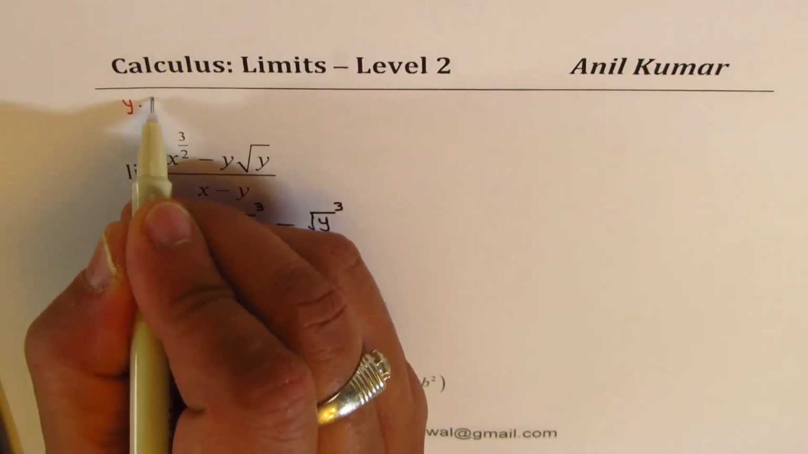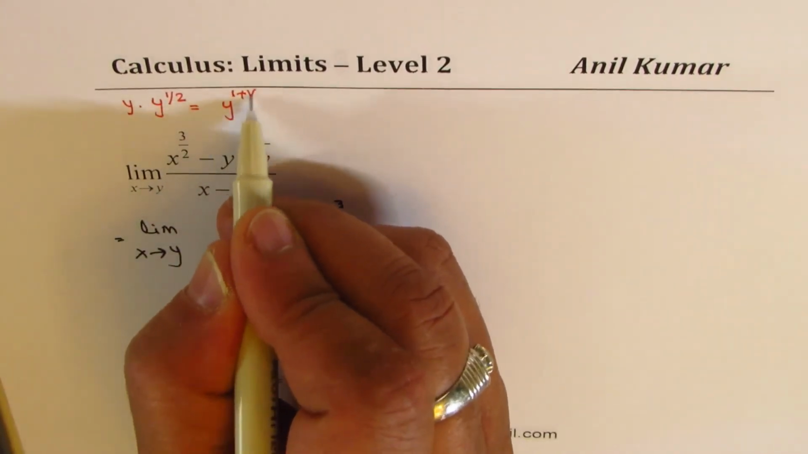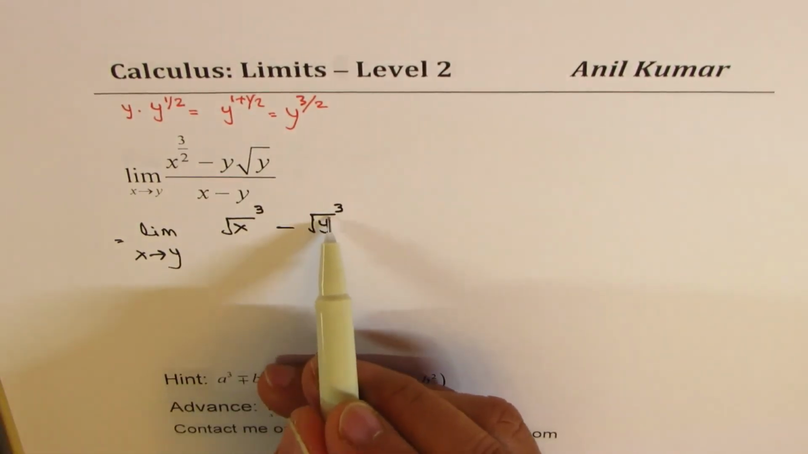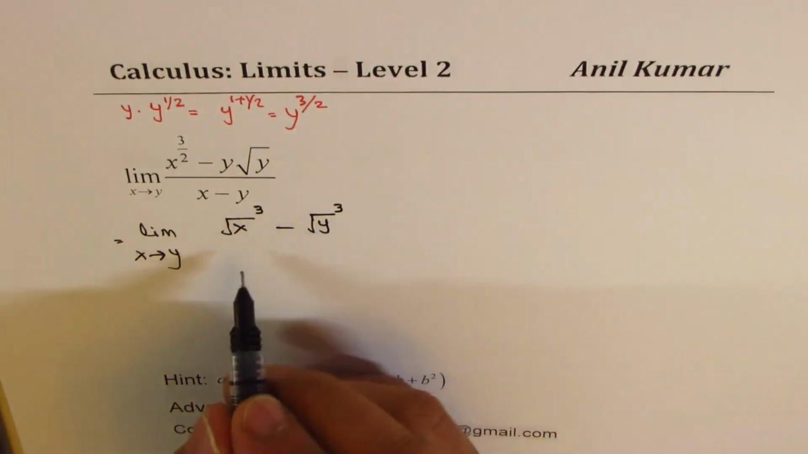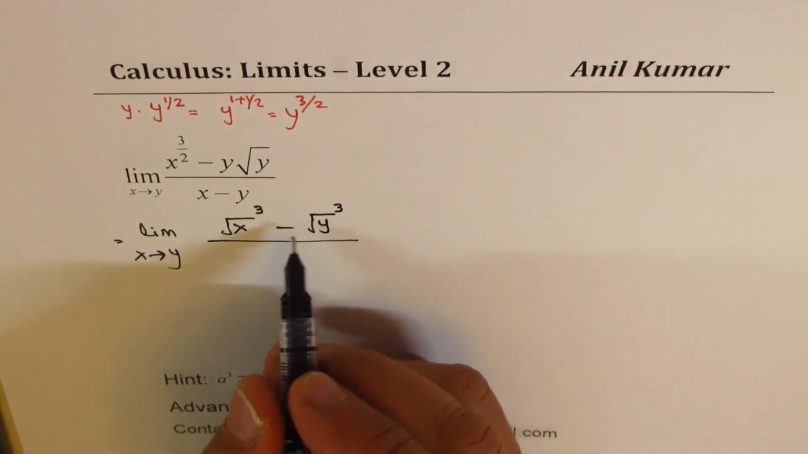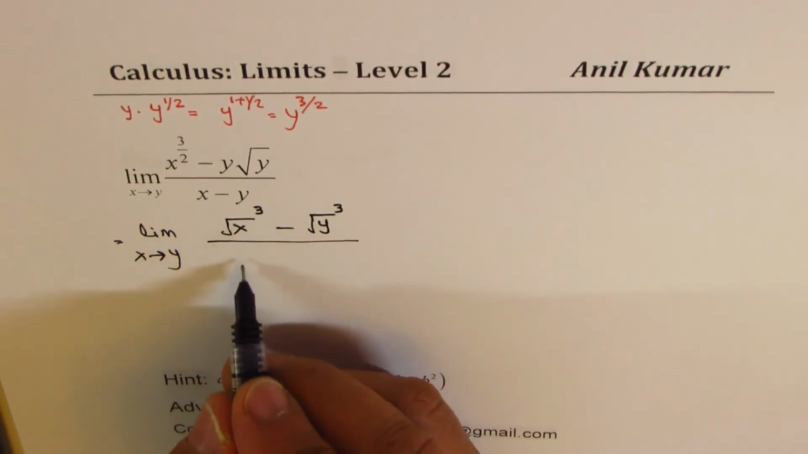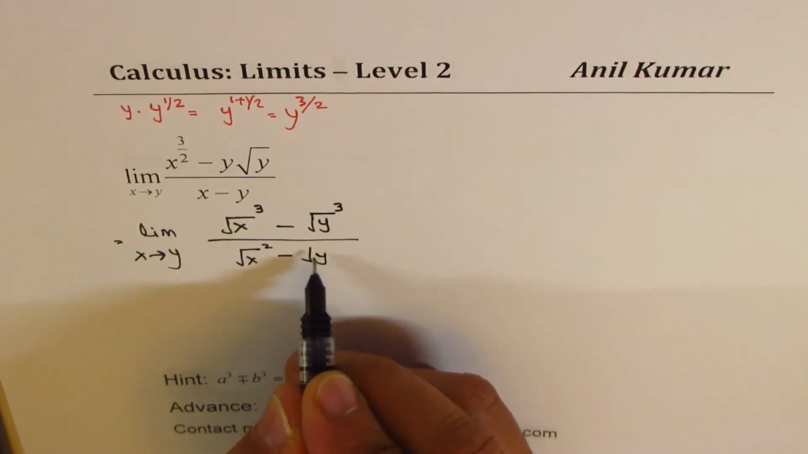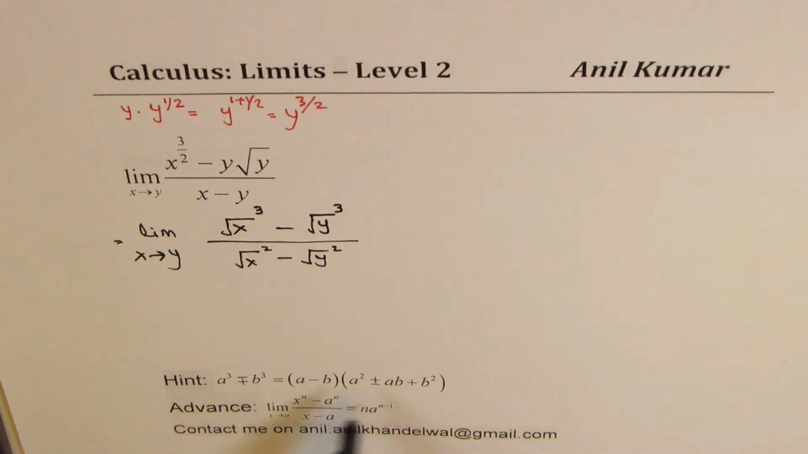Why am I writing like this? y times y to the power of half. So you add them up, right? So 1 plus half is 3 by 2, right? So 3 by 2, square root is by 2 and that cube. So anyway, you have difference of cubes in the numerator again. Denominator, I could say difference of squares, right? So let me write like this: square root of x square minus square root of y square. Just to tell you that we could always apply these formulas in such situations.